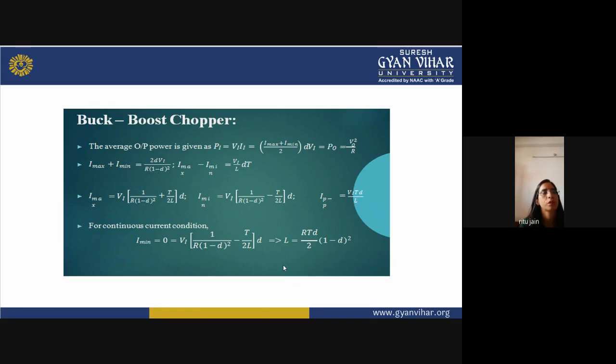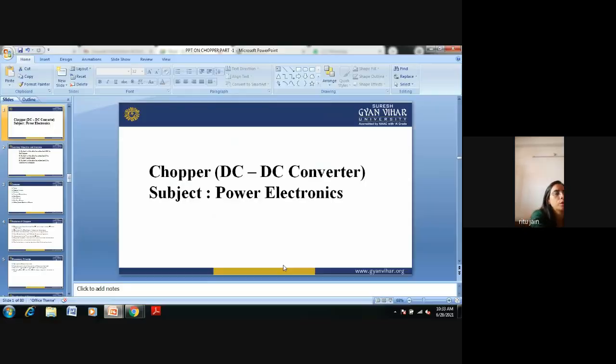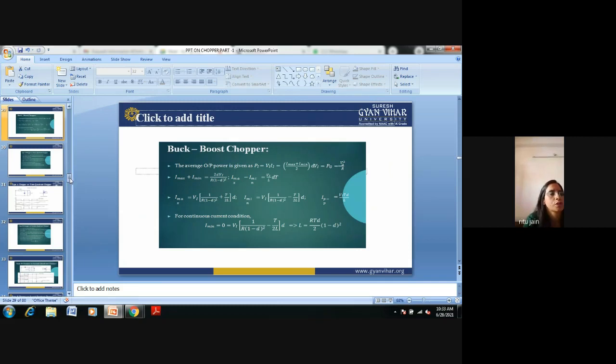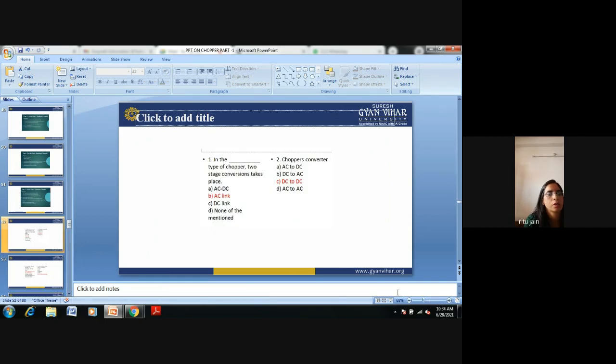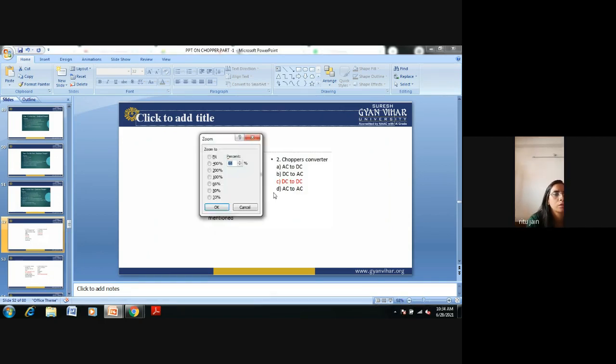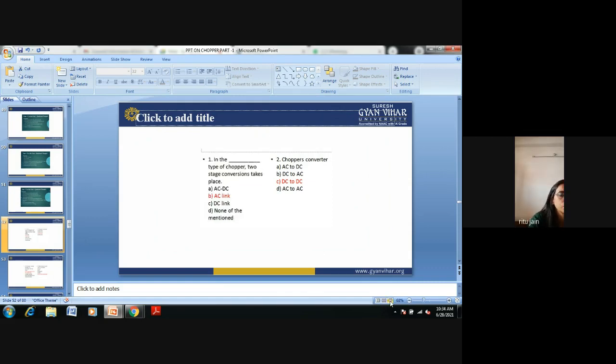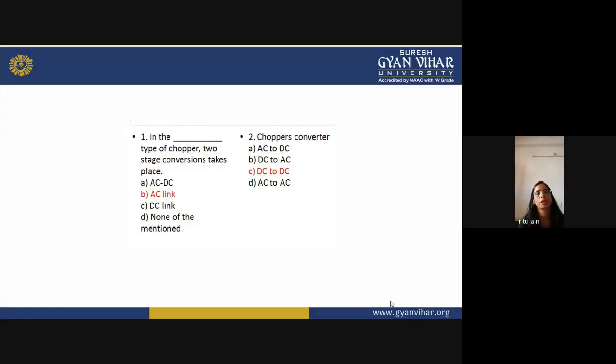Now we come to some MCQs which are based on this chopper. In the next lecture, we will discuss your class A chopper, class B chopper, class C chopper, and class D chopper. So let's come to some basic questions. These are the MCQs which are based on this lecture.